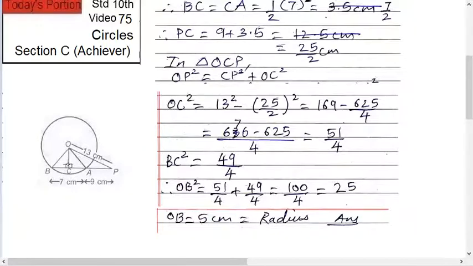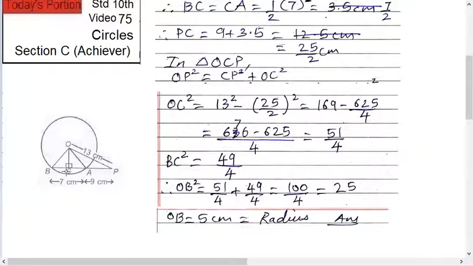So just use Pythagoras. Therefore in triangle OCP, OC square equals 13 square minus 25 by 2 the whole square, right? So therefore 169 minus 625 by 4. Solve it and you get 51 by 4. That is OC square. Now BC square equals 49 by 4. What is BC square? This, right?